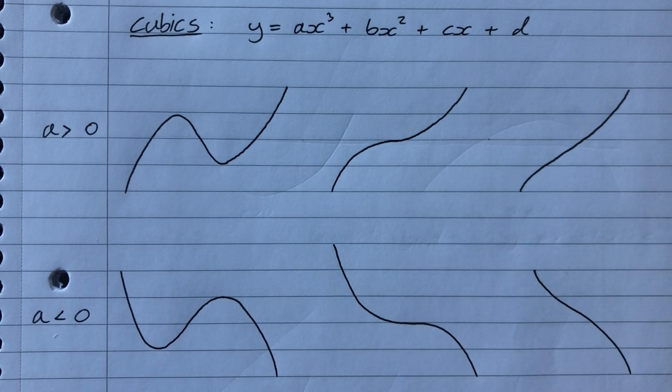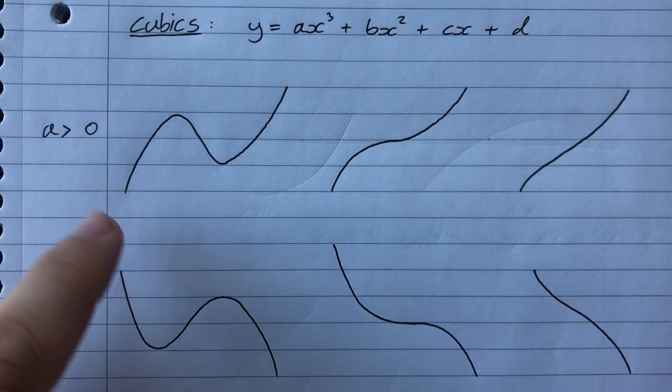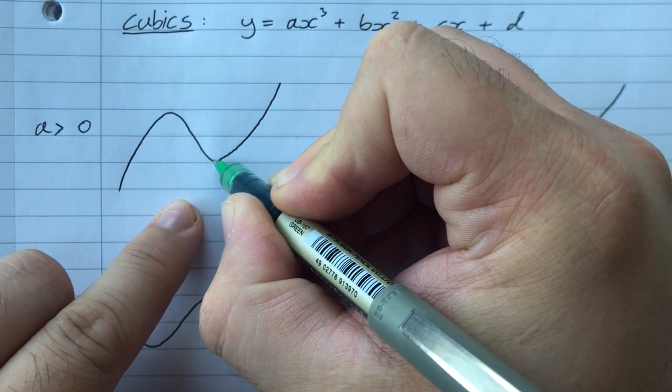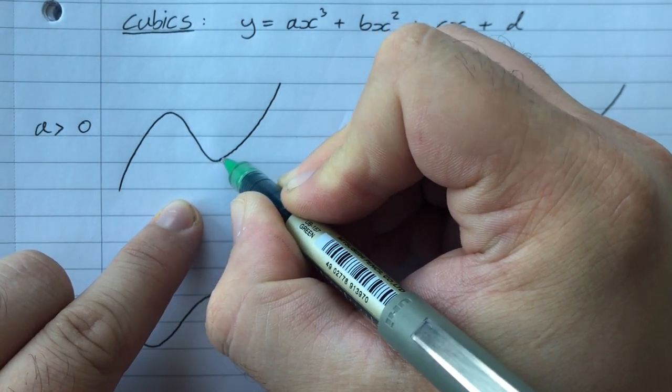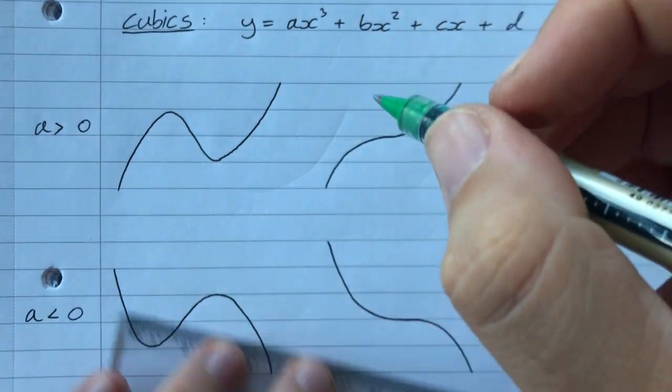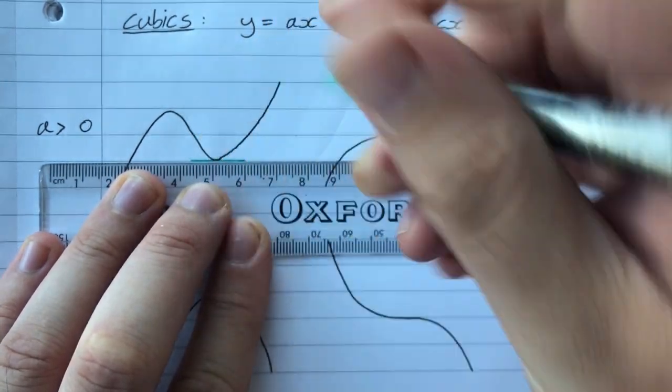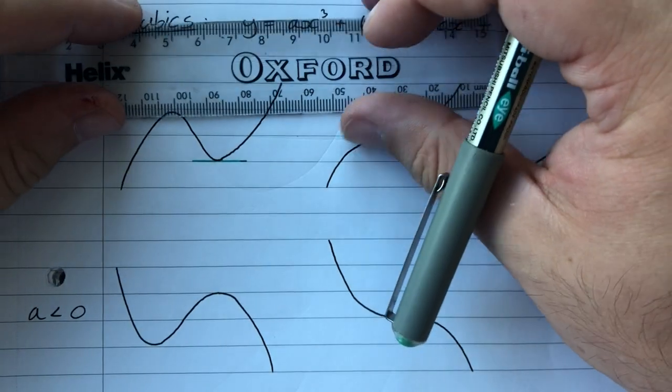So with the quadratic case, you had one turning point. You always had exactly one turning point. No more, no less. Exactly one. Now a turning point is a point where the curve turns around. So this point here is called a turning point because it was going down and now it's going up. Also, all turning points have a zero gradient.